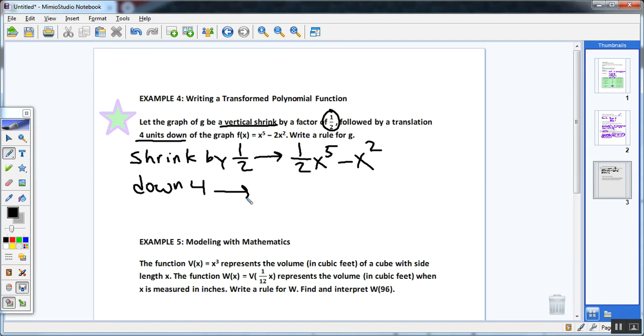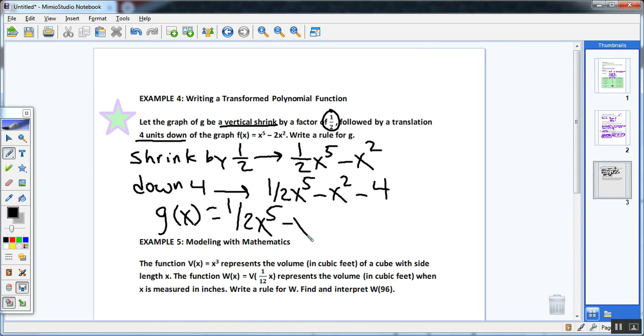So my new function is going to become 1/2 x to the 5th minus x squared after we've shrunk it vertically. And then what am I going to put at the end of this? Well, -4. So my new function, g of x, would be 1/2 x to the 5th minus x squared minus 4. That's the vertical shrink by 1/2. And now I want to shift that whole shrink down 4. There she be.